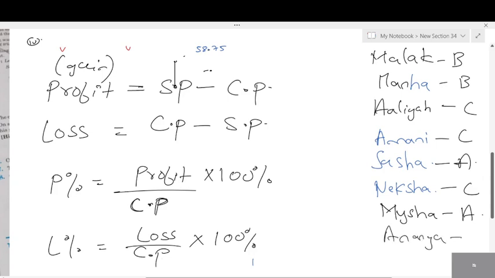Ananya and Payal, Ananya is in which section? See, Payal, A section. Fine. Make a note of this, Ananya. Be quick.